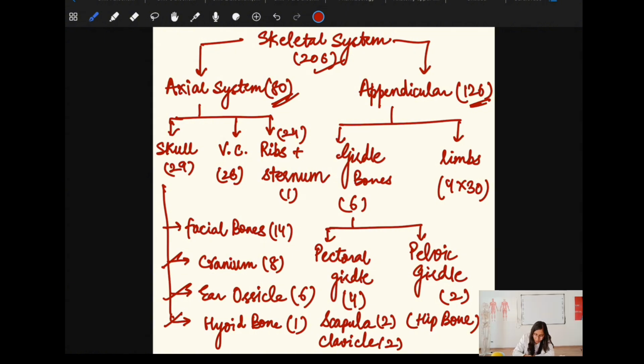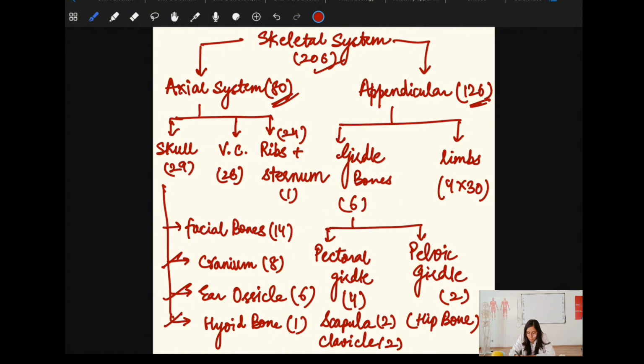So next are the facial bones. In the facial bones there are about 14 bones, like the lacrimal bone, inferior nasal concha, the maxilla, mandible, and the zygomatic bone. These are some parts of the facial bones. In upcoming videos we will discuss the facial bones in detail.